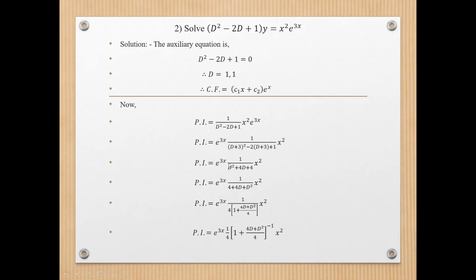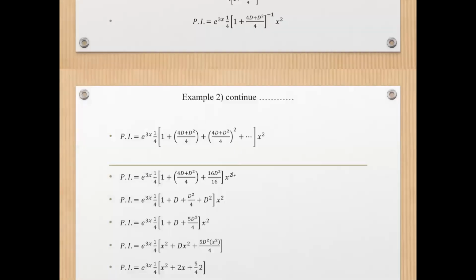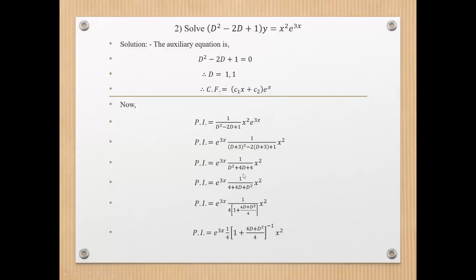Now do not look at this function e raised to 3x. Now focus on this fraction, 1 upon D square plus 4D plus 4 into x square. X square is of the form x raised to m, where m is a positive integer. So now we have to solve this fraction, 1 upon D square plus 4D plus 4 into x square, by type number 3.